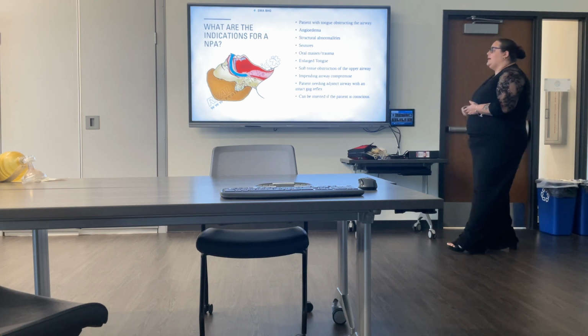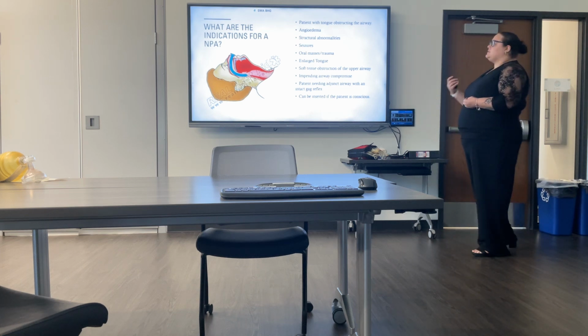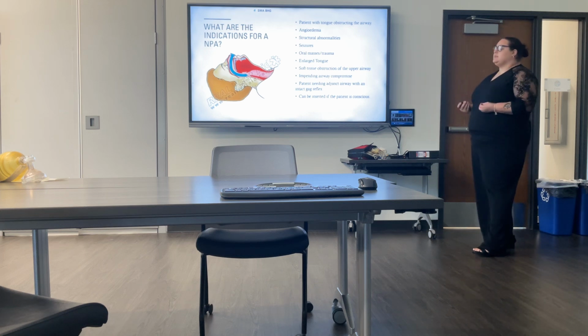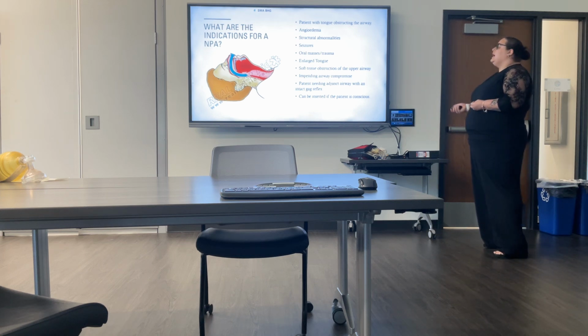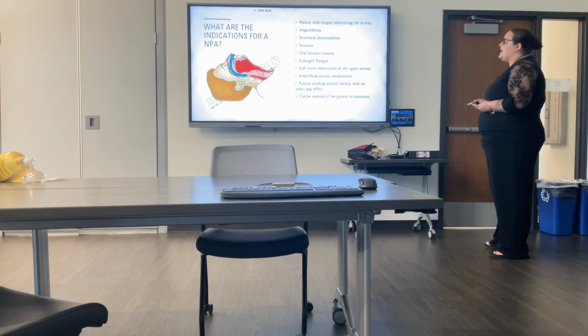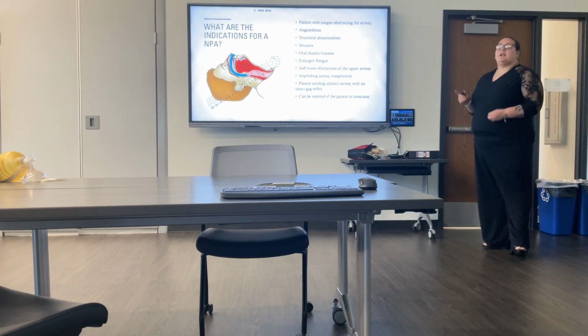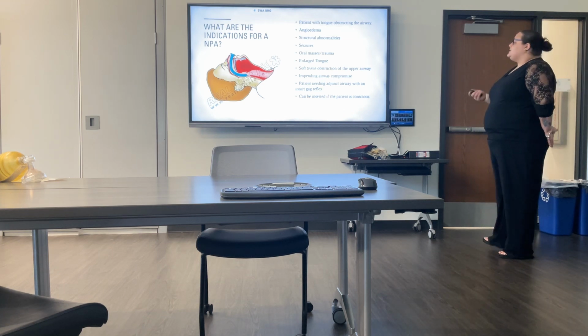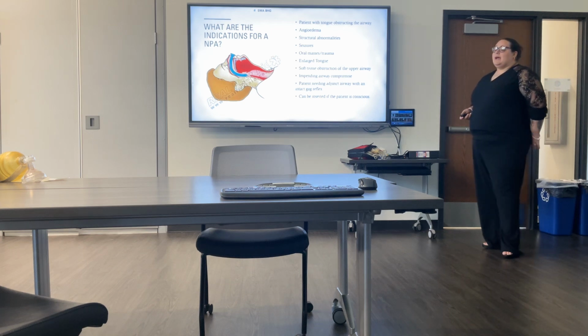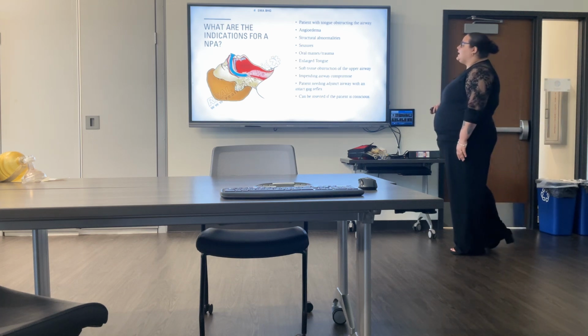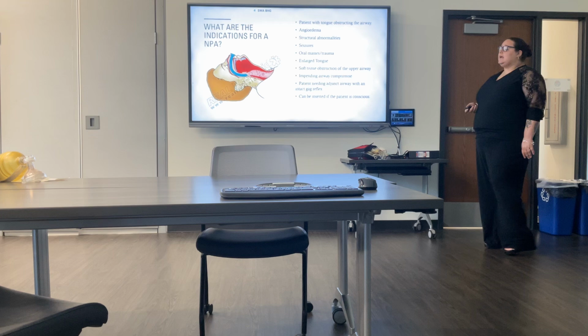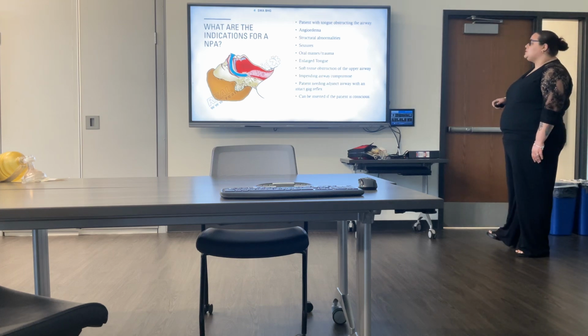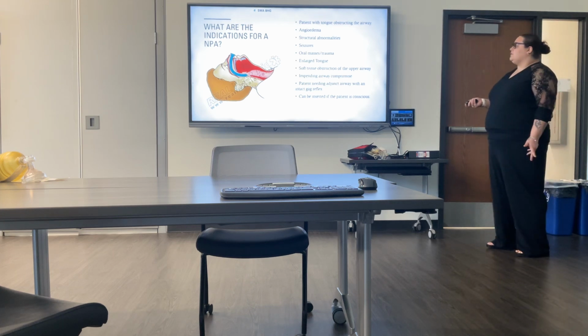Impending airway compromise, even in medical cases outside of trauma, if your patient is showing signs of impending airway compromise, again, be proactive instead of reactive, and maybe go ahead and consider an NPA. Patients needing an adjunct airway, but they have an intact gag reflex. If they have an intact gag reflex, you cannot place an OPA, so an NPA is the better option if they have an intact gag reflex.